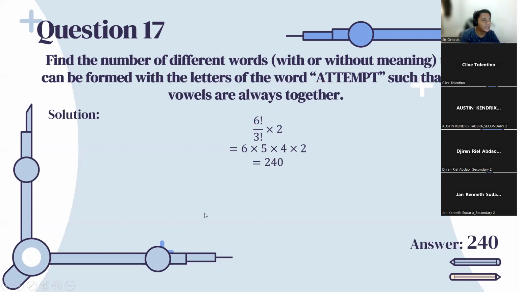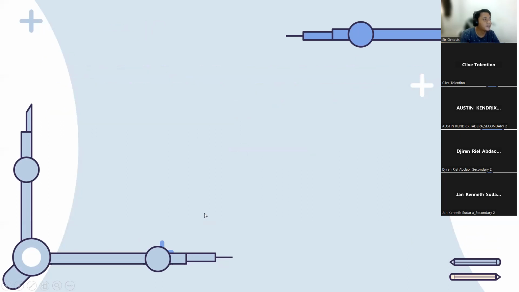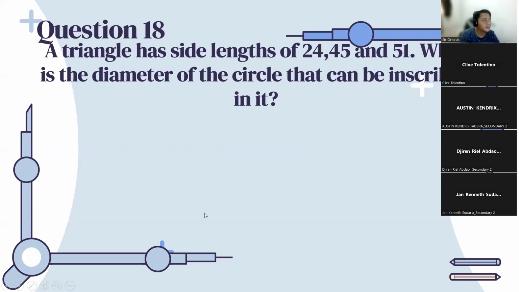Okay, so let's proceed to number 18. A triangle has side lengths of 24, 45, and 51. What is the diameter of the circle that can be inscribed in it? Which means we need to find, of course, first the inradius. Right? So, what is the inradius?